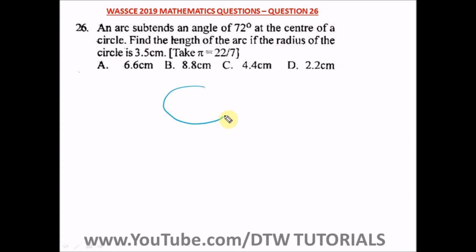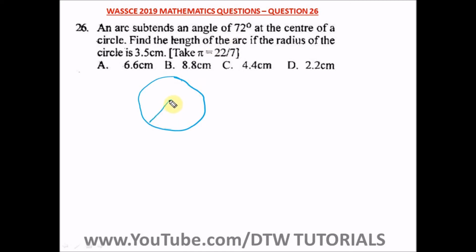Okay, so we have a circle. Let's try to draw a circle. It won't be that perfect. All right, so let's do this. An arc subtends an angle to the center of a circle.